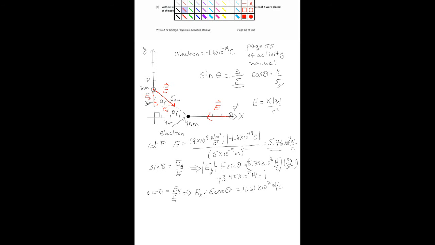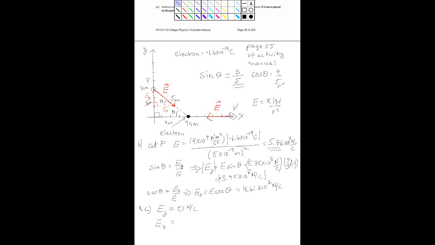Okay, so what do we know about that electric field? Well, first of all, we know the y component. So what we've done here is part B. So part C, we can already tell what the y component is. It's just 0 newtons per coulomb. There's no y component. It's not going up or down, it's just moving along the x-axis.